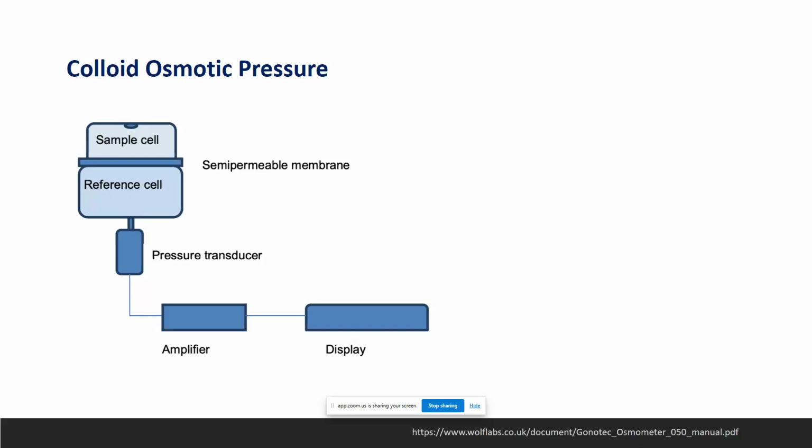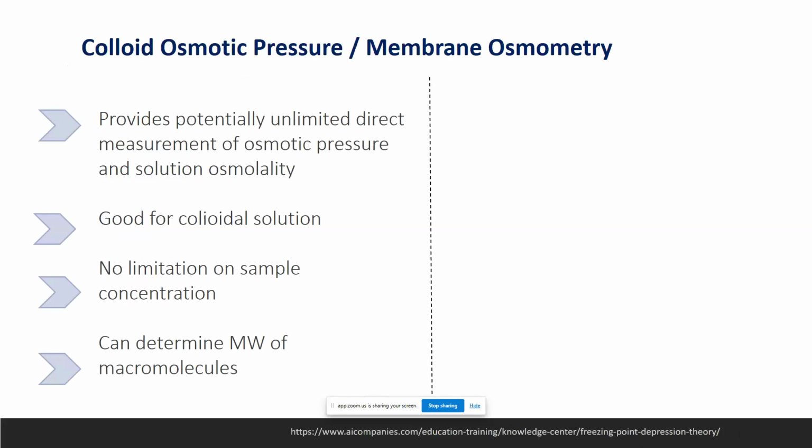And then this is measured by a pressure transducer, which is amplified electronically and then displayed as positive direct colloid osmotic pressure. And these pressure sensors tend to be very sensitive and they can detect that difference in pressure. So the change in the compartment volumes are essentially directly related to the osmolality in the sample. But so there are benefits with this method in that it provides potentially unlimited direct measurement of osmotic pressure and solution osmolality. And there's no limitation on the sample concentration, and it can also determine the molecular weight of macromolecules.